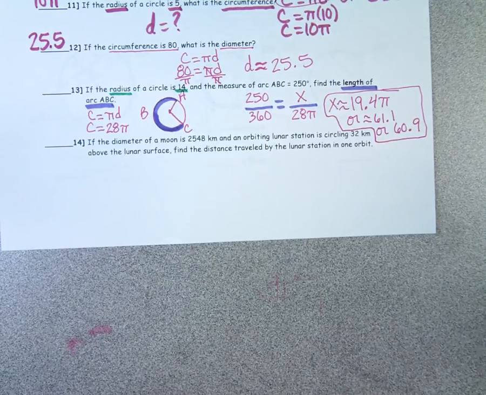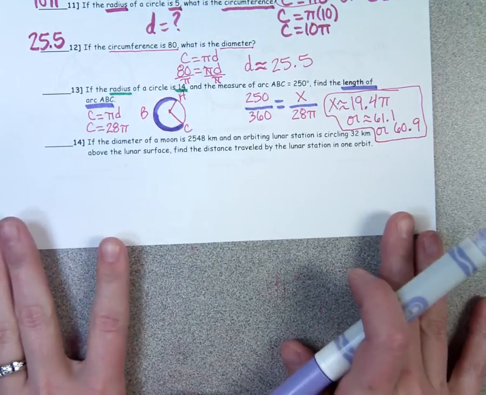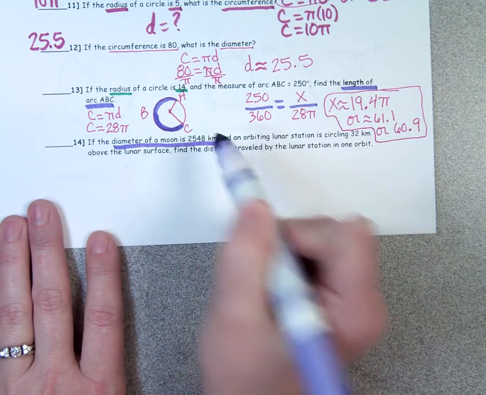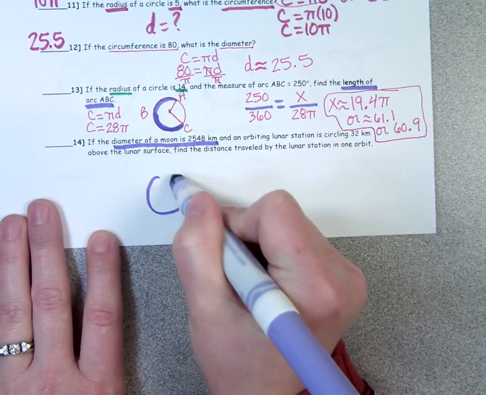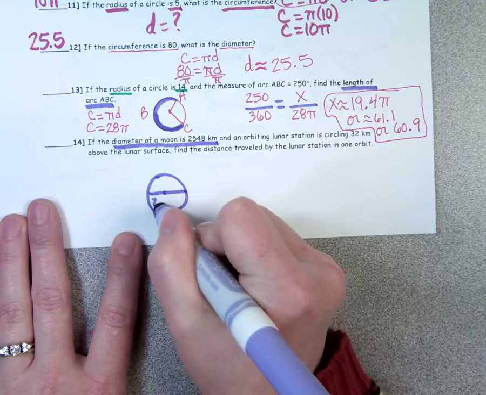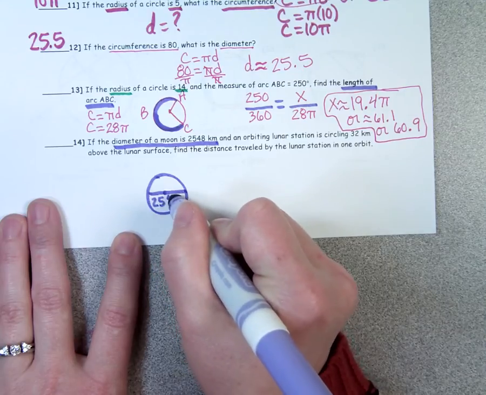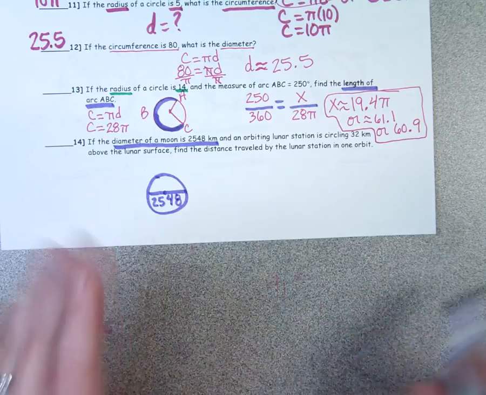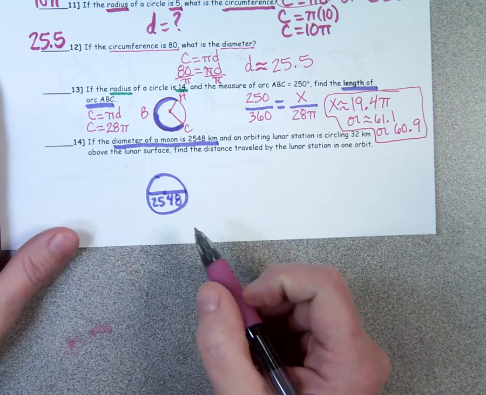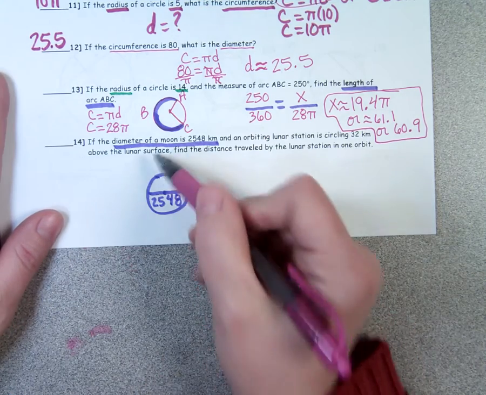Okay, number 14. This one's a little tricky. So it says the diameter of a moon is 2,548 kilometers. Okay, so here's my moon. Remember, the diameter goes all the way across the center of the circle, and that diameter is 2,548. And then it says we have an orbiting lunar station that's circling 32 kilometers above the lunar surface. Find the distance traveled by the lunar station. Okay, so we have this orbiting lunar station circling 32 kilometers above the surface.